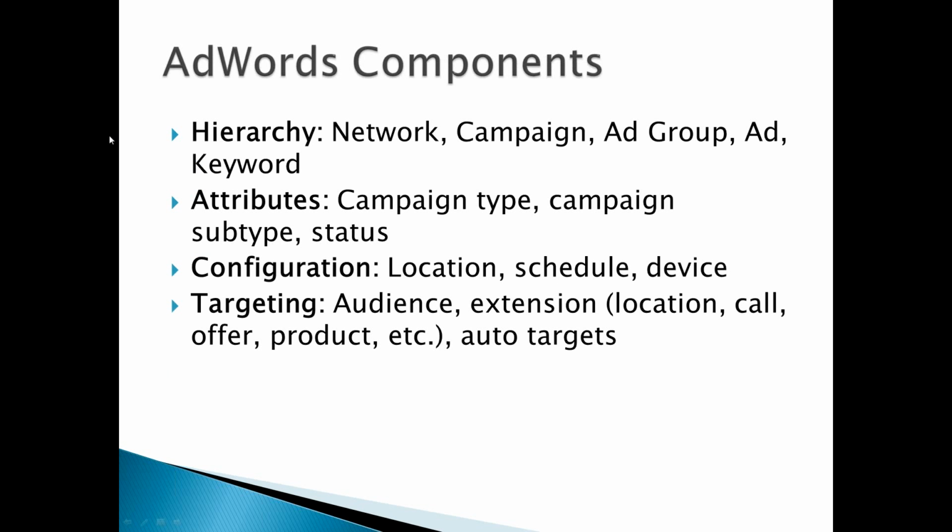Just to give you an idea on the AdWords components, the hierarchy of the AdWords components, and we're kind of simplifying here, but this should make sense to everybody here who works with AdWords. The hierarchy consists of the network the ad is shown on, campaigns, which are broken down into ad groups, individual ads, and then keywords are underneath that. You'll see this hierarchy in the dashboards that we're going to be going over. Likewise, there are campaign types, campaign subtypes, there's the status of your campaigns, that as well, we'll be going over some of that.